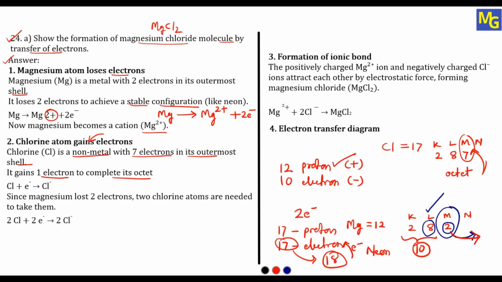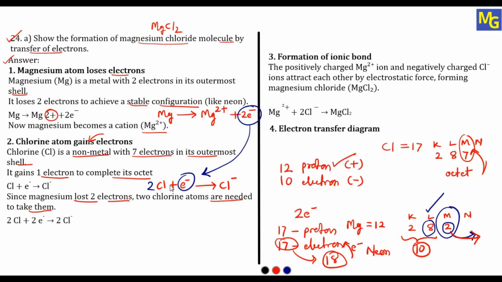We can write Cl plus electron gives Cl-. So this is the reaction. Since magnesium lost 2 electrons, 2 chlorine atoms are needed to take them. See here what happens. Magnesium is losing how many electrons? 2 electrons. Cl is taking how many electrons? 1 electron. So to take both the electrons, how many Cl do we have to take? We have to take 2 chlorine atoms.